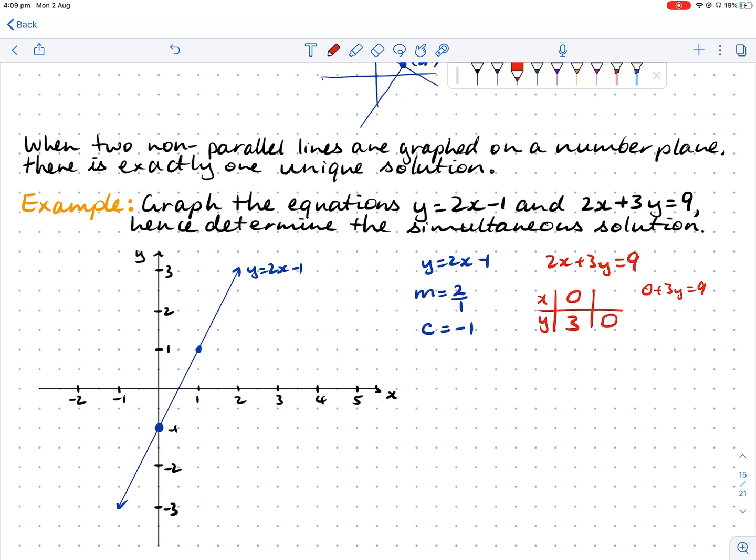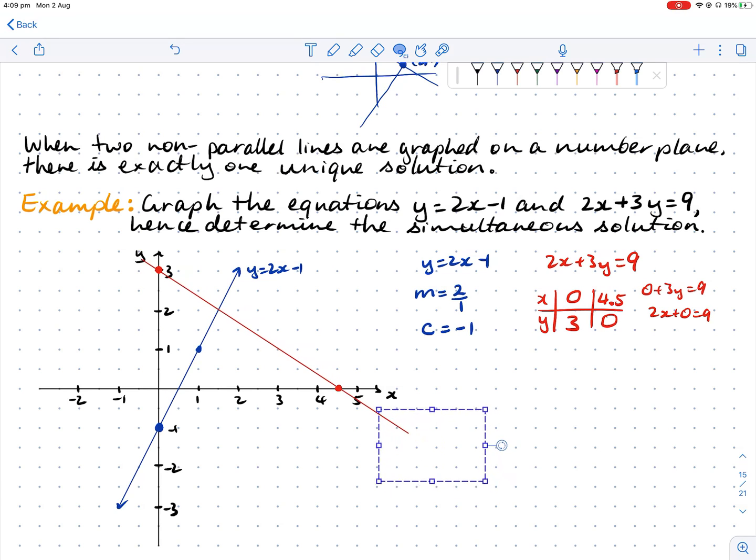If I substitute in y equals 0, then I've got 2x plus 0 is 9. So then x is equal to 4.5. So that gives us 2 points that we can then use to draw our line. We've got the point (0, 3), the y-intercept, and we've got the point (4.5, 0), and that's just there. And then what we can do is draw our line through those 2 points.